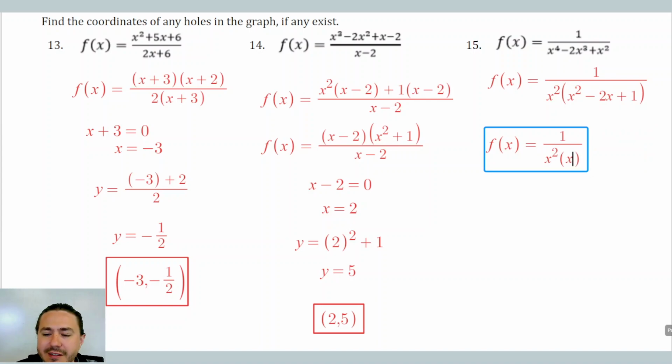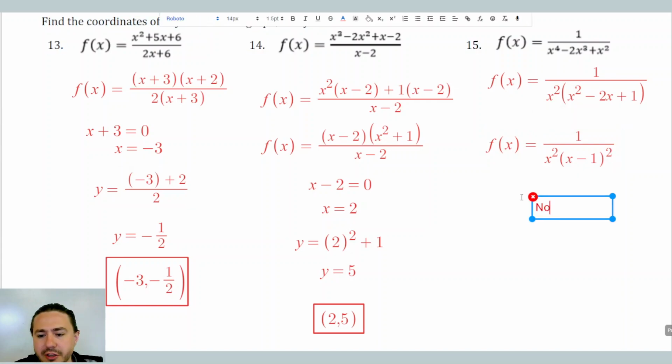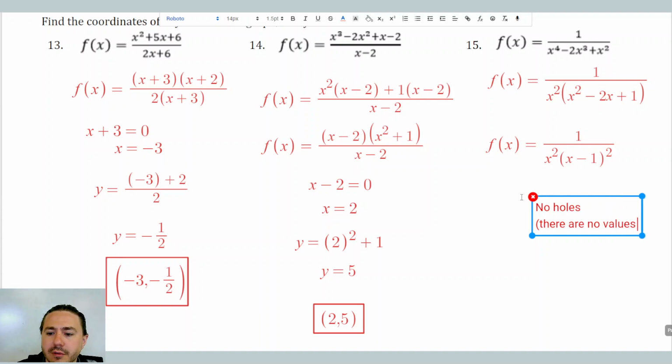This one would factor as x minus 1 times x minus 1, so that'd be x minus 1 squared. But yeah, there's no value that makes the numerator 0 anyway, so we could have just stopped there and said, oh, there's going to be no holes. Okay, and the reason for that is there are no x values that make the numerator equal 0.